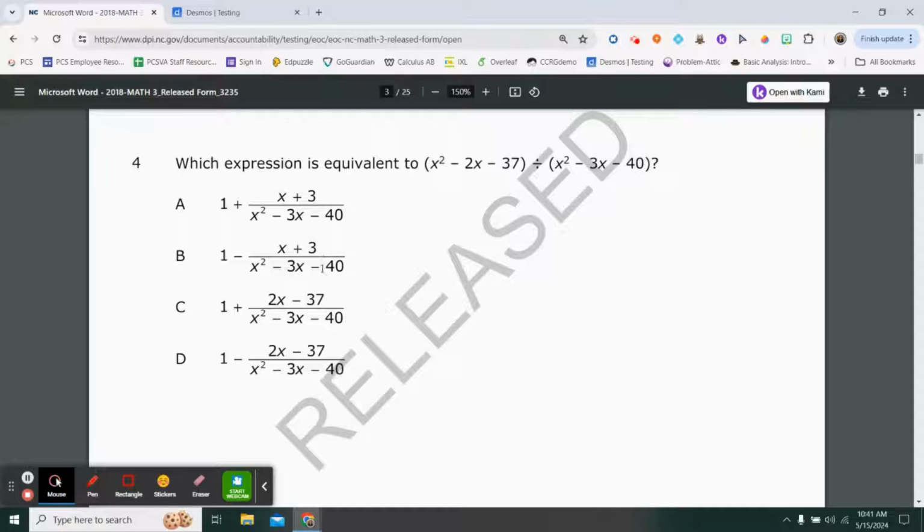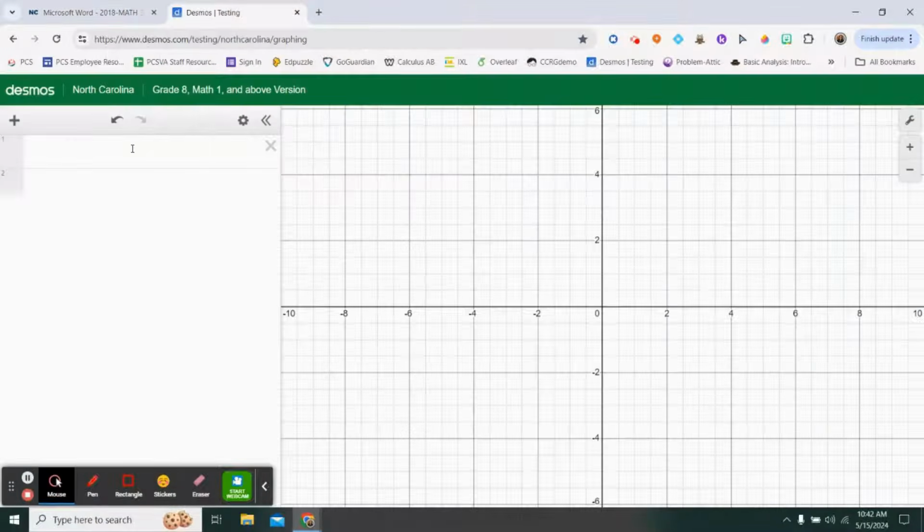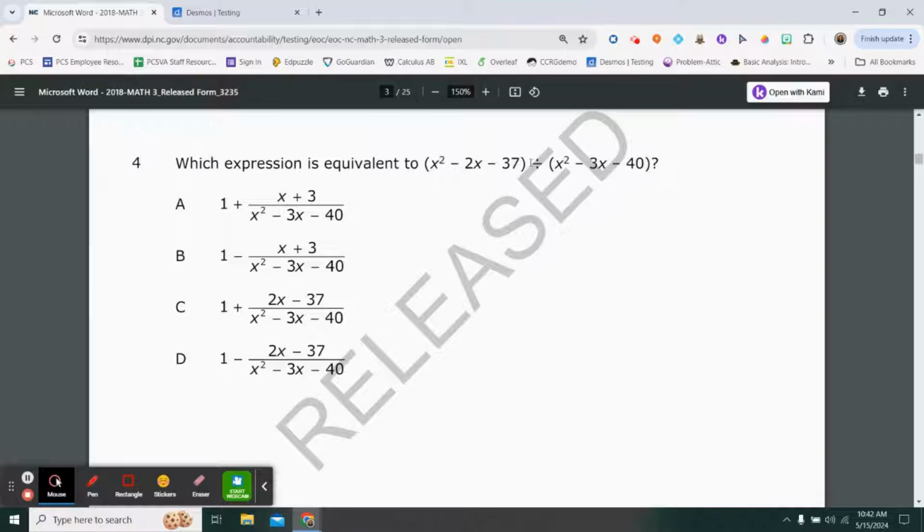Like the function's going to overlap. So we want to find which thing overlaps in Desmos. Now, one tricky thing, division in Desmos: you've got to hit the dividing sign first. We don't have that same division symbol, so you just hit that first. It's going to turn it into a fraction over a fraction.